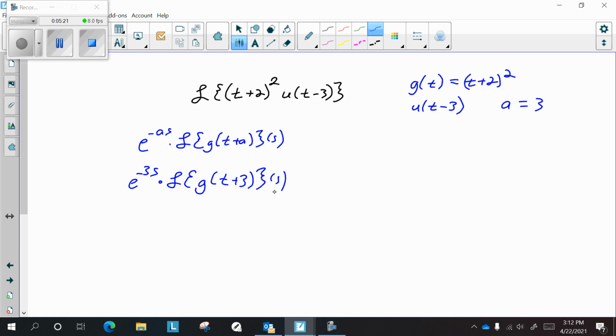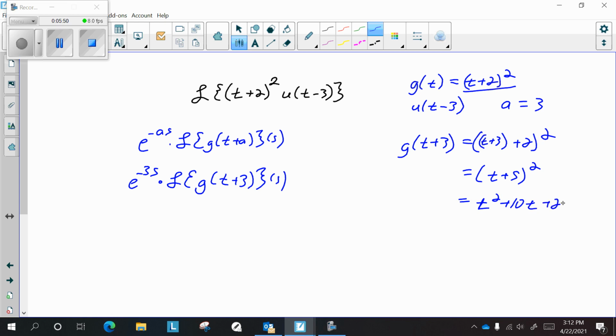So what is g of t plus 3? Well, if g of t is this, g of t plus 3, we put a t plus 3 where we have a t. So we're replacing t with t plus 3. So that gives us t plus 5 on the inside. And then as we did in the previous example, we have to square that out. So t squared plus 10t plus 25. So our transformation will be e to the negative 3s times the Laplace of t squared plus 10t plus 25.